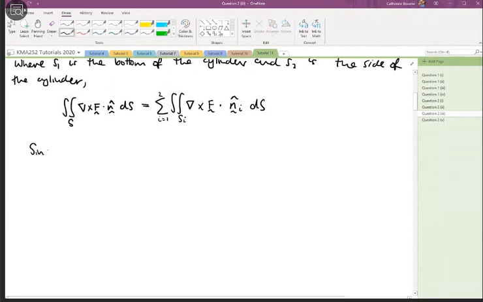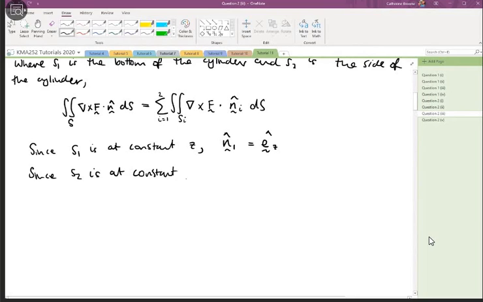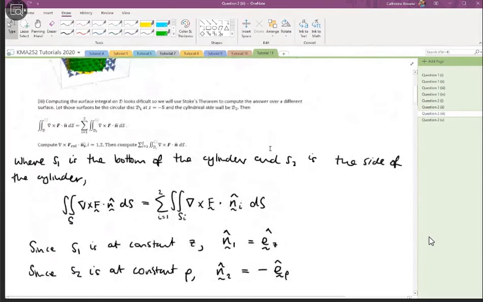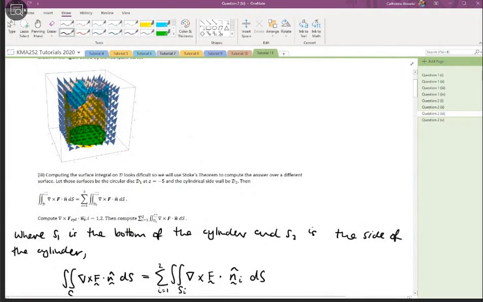So since S1 is at constant z, we have that N1 is going to be equal to e_z. And since S2 is at constant rho, we have that N2 is equal to minus e_rho, and that's because we've got it pointing that way, which follows from the right hand rule and this red curve there again.